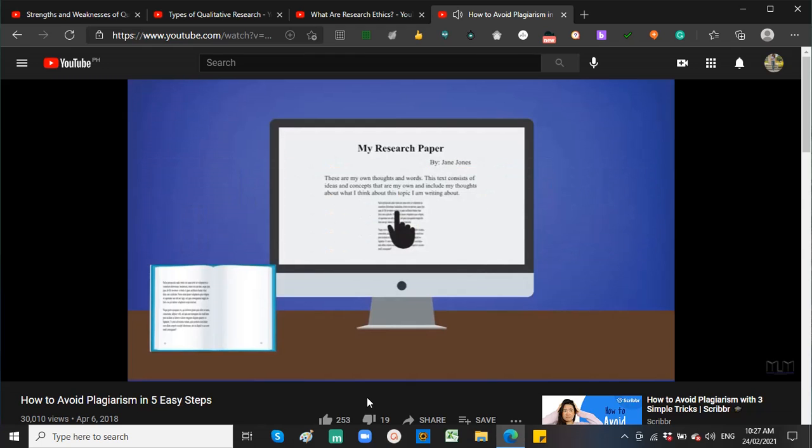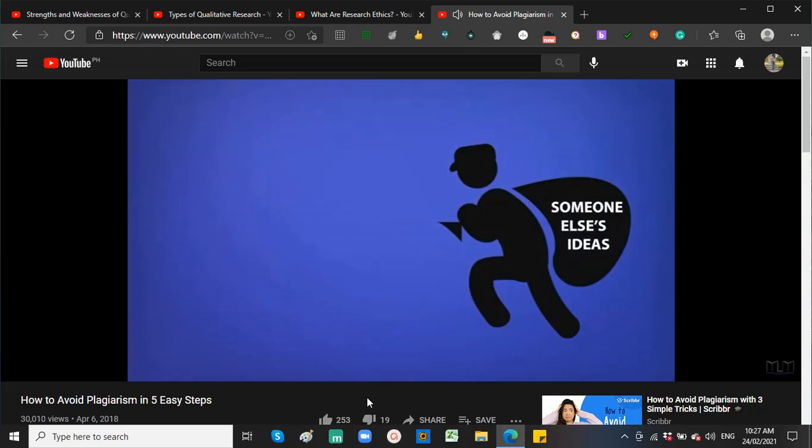To avoid plagiarizing or passing someone else's intellectual property off as your own, be sure to include a citation after the quote. Plagiarism can be either intentional or unintentional, so we need to look at ways to avoid being an information thief. Here are 5 easy steps to help you avoid plagiarism.